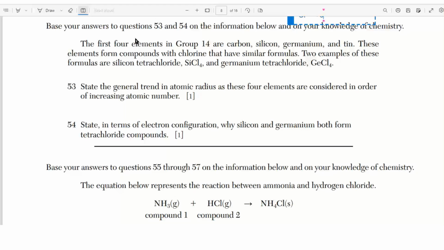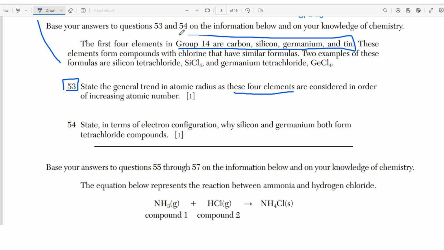All right, so again, remember I said for chemistry exams, we're going to skip the reading, go to the questions because I may not even need the information. So let's go. State the general trend in atomic radius as these 4 elements. Okay, well, I need to look at which 4 elements. Okay, these are the 4 elements I'm talking about. Okay, are considered in order of increasing atomic number.